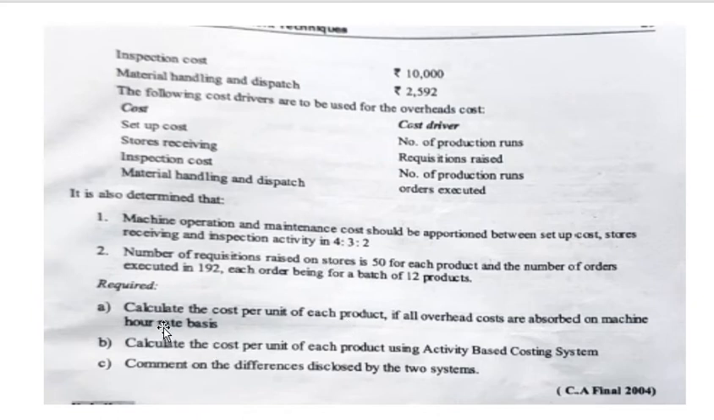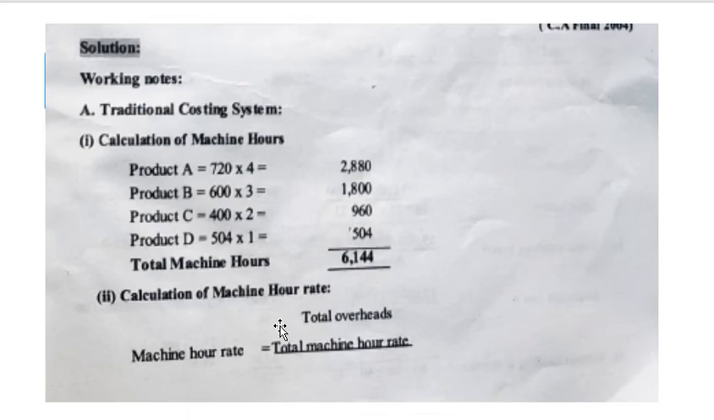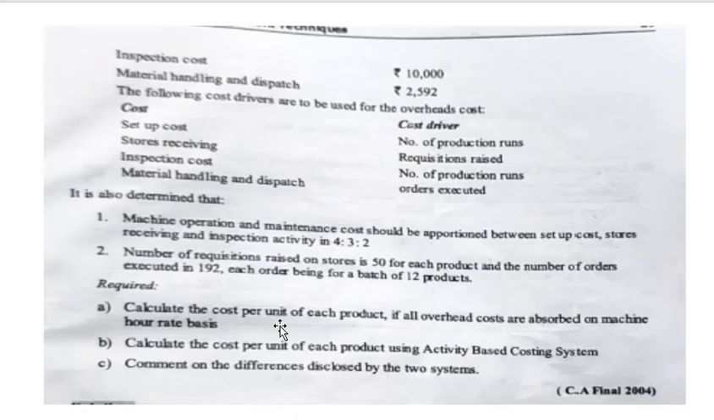They have asked us to calculate the cost per unit of each product if all overhead costs are absorbed on a machine hour rate basis. Then we are supposed to calculate the cost per unit of each product using the activity based costing system, and then comment on the differences between the two systems. So now let us get into the calculation. They've asked us to calculate both traditional and activity based costing. The first step is to calculate under the traditional method.